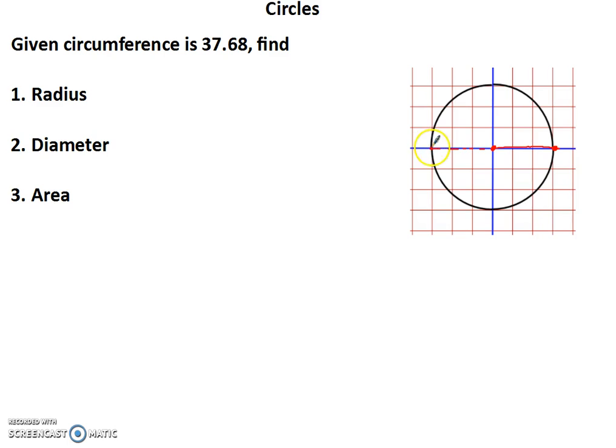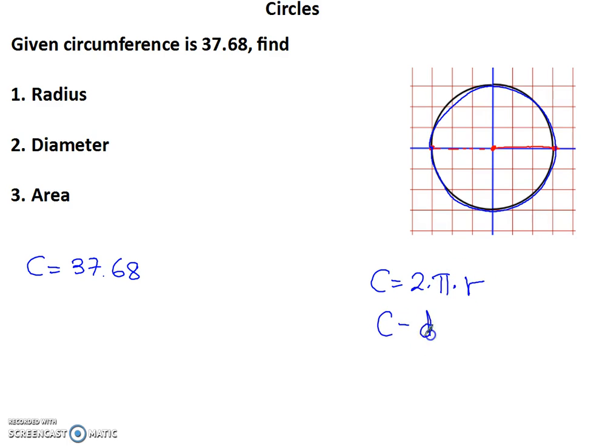Okay, and the circumference is nothing but the total length around a circle, like from here all the way back over here. That's called circumference. Now in this case the circumference is given to be 37.68. We know that the formula for circumference is 2 times pi times radius, or diameter times pi, because 2 times radius is diameter, so both formulas work for the circumference. Another word for circumference is perimeter. Perimeter of a circle is called circumference.